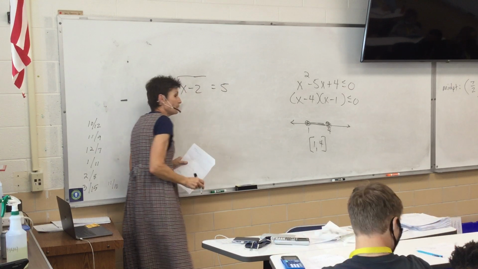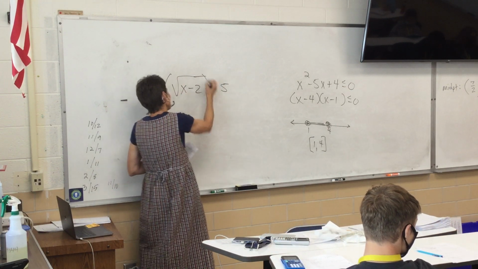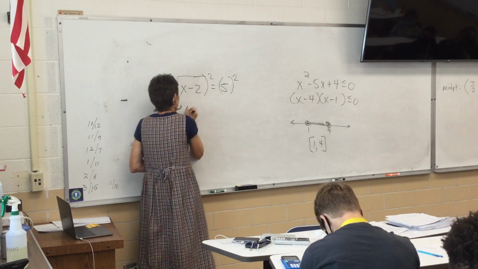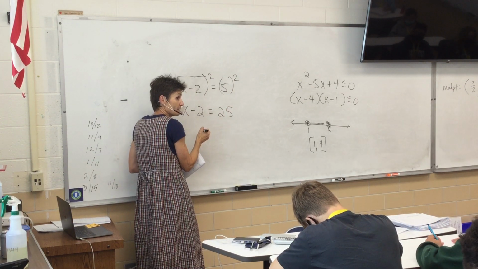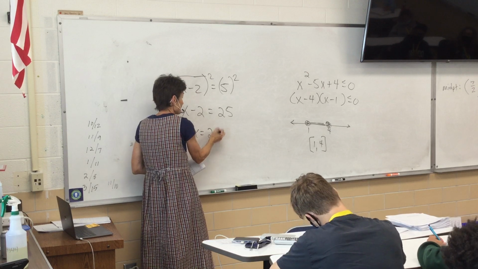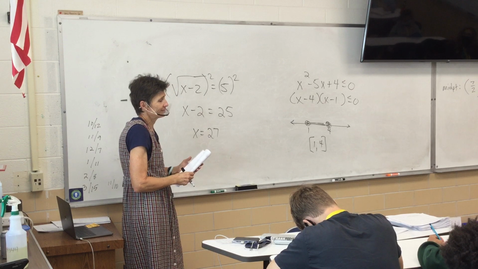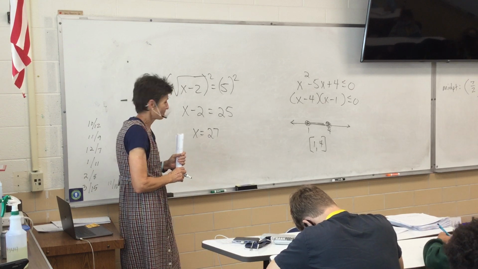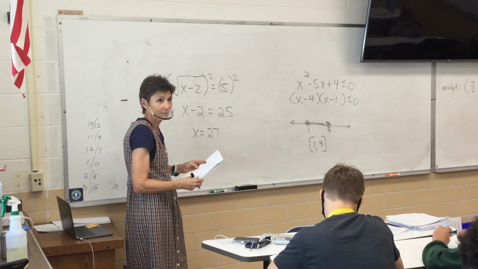All right, next, what do we do here? Square both sides. This should be an easy one for you. X minus 2 equals 25. So X equals, oh, I subtracted, well, it should be easy. 27. Yes, easy.